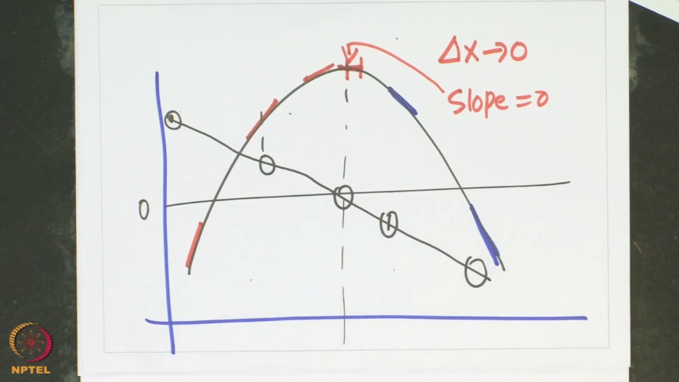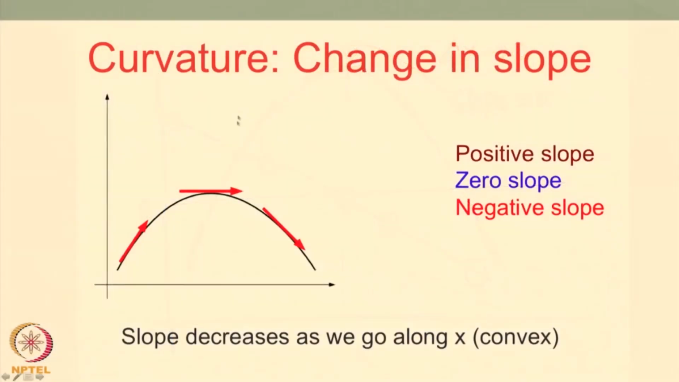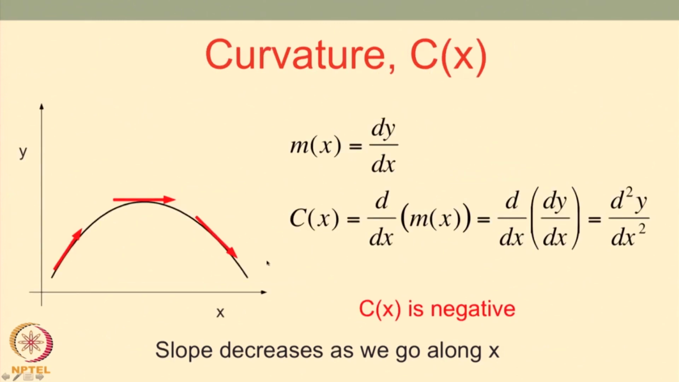Okay, so the point here is that the function, if you look at it, the change in slope is called the curvature. The slope decreases as we go along the x. Such curves are called convex, and the m, which is dy by dx, and the dm by dx, which is the change in slope, is called the curvature. And here dm by dx is mathematically written as d square y by dx square, which is the second derivative.